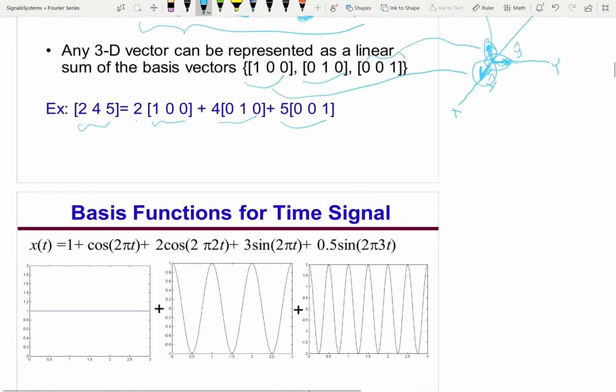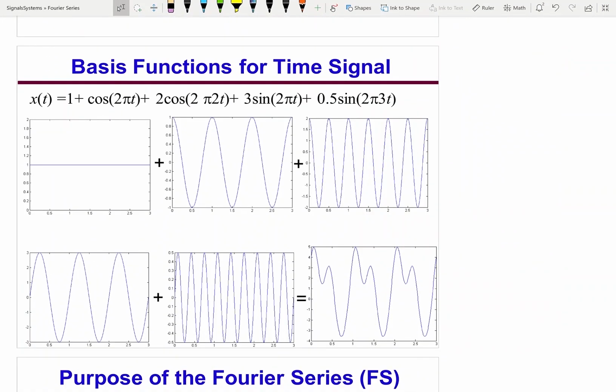Fourier series is the same thing. You have any periodic signal. This periodic signal could be temperature, could be speech, could be anything. Fourier series will express this signal as a linear sum of sinusoidal functions of different frequencies and different amplitudes.